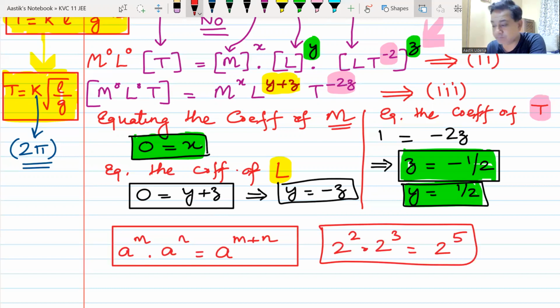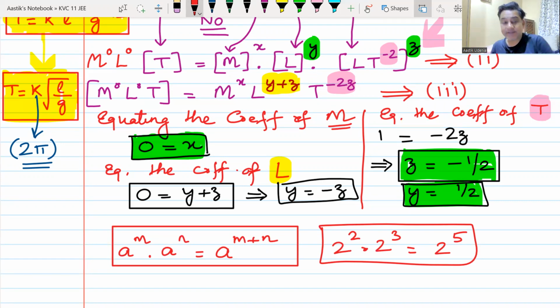Anything out of the blues? Is it clear to everyone? You still have doubt? No, sir. It's very simple, beta.